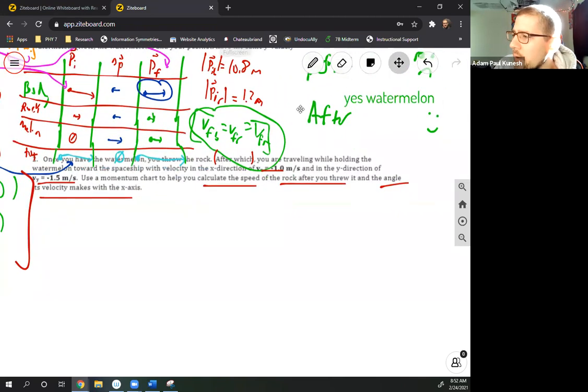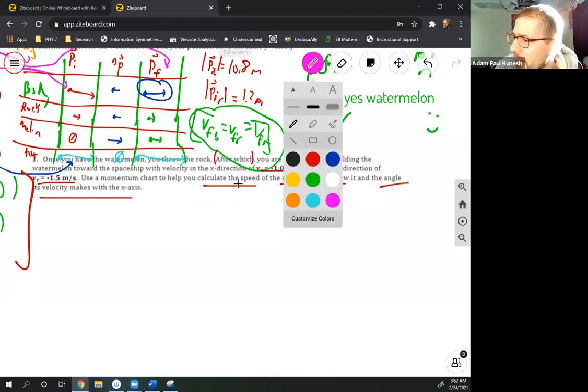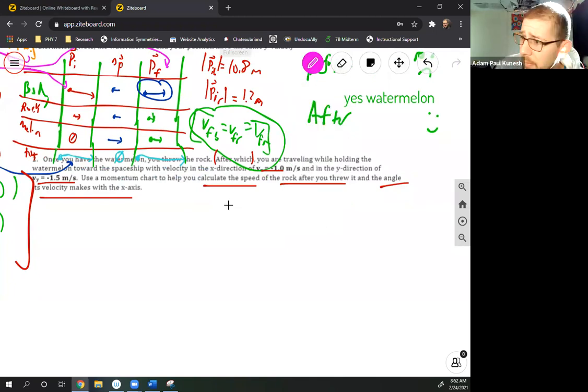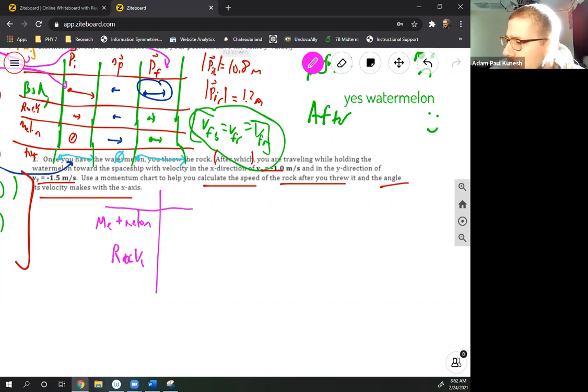Okay, so it's me and the watermelon now. I'm going to simplify my life just ever so slightly. I'm going to say that me and the watermelon form a single system. Me plus melon form a single system. That'll just make my diagram slightly simpler. I also could do it keeping them as three bodies. Since we have like 10 minutes left, I'm just going to keep it as me and melon for now. So me plus melon form one body, and the rock will be my other body in my momentum chart.